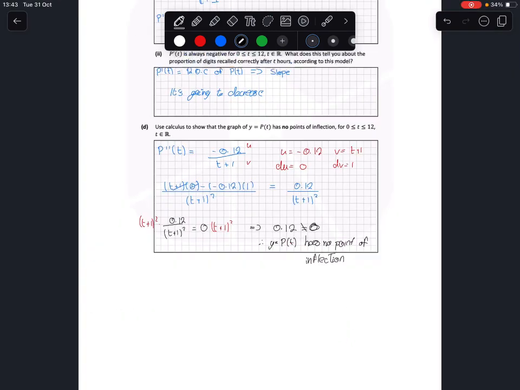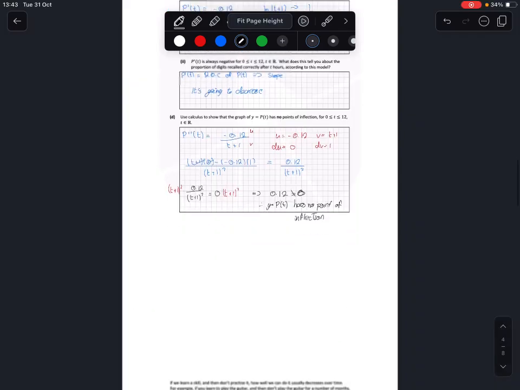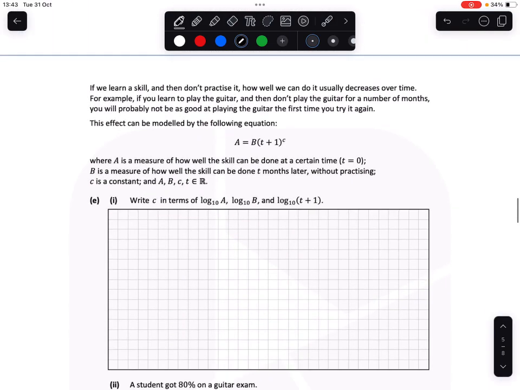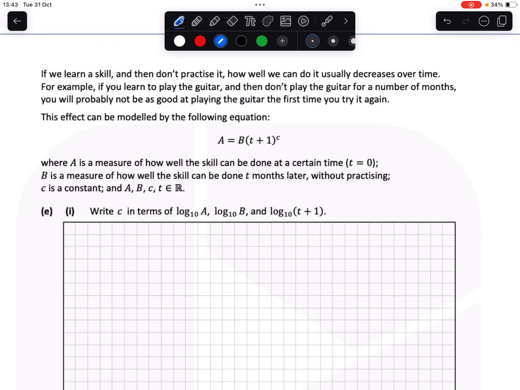Again, in the next question here, I'm going to be dealing with points of inflection, so I'll explain it a little bit further then. So, if we go down to part E then, we have, if we learn a skill and then don't practice it, how well we can do it usually decreases over time. For example, if you learn to play the guitar and then don't play the guitar for a number of months, you'll probably not be as good at playing the guitar the first time you try it again.